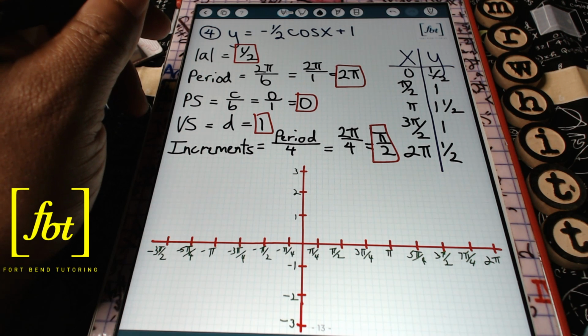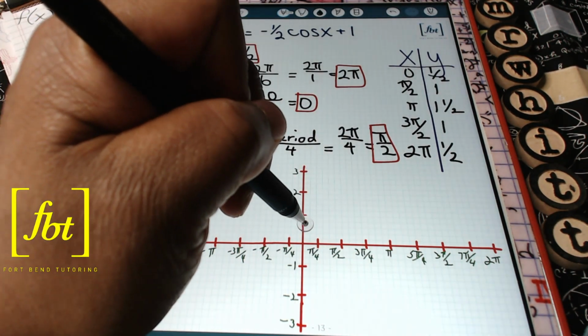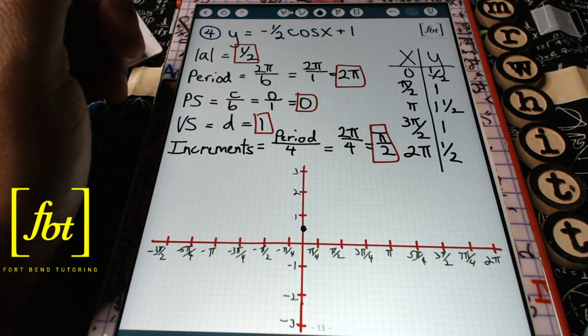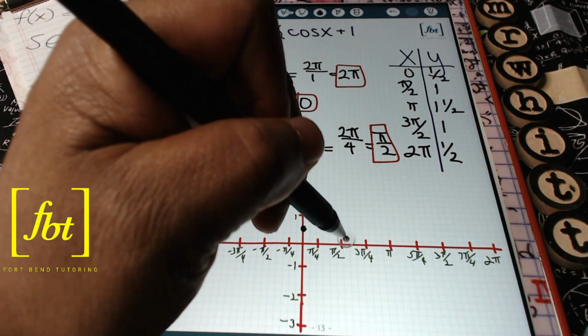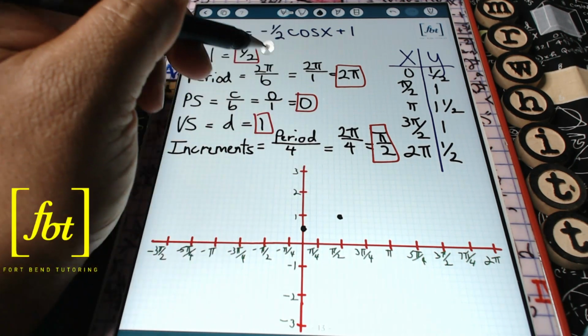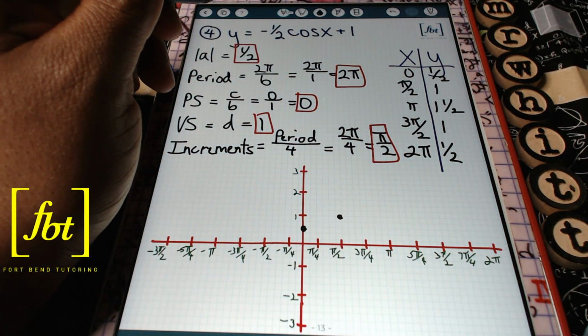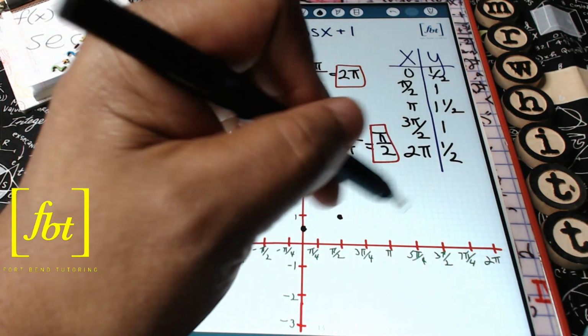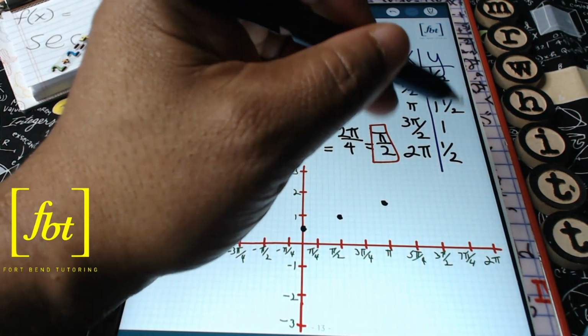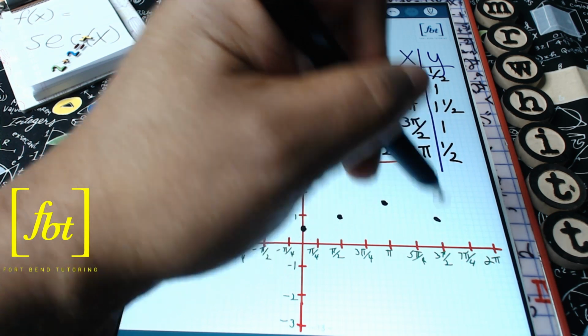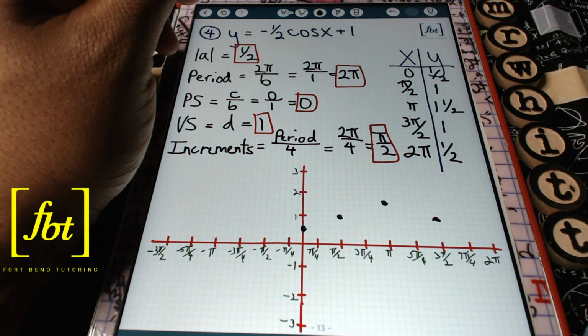All right, so at 0, we're at 1/2, right? Got a point right there. We also have a point at pi over 2, 1. Pi over 2, 1 is here, okay? And then we have a point at pi, 3/2. There we go. And then you have a point at 3 pi over 2, 1. Then I have a point at 2 pi, 1/2.